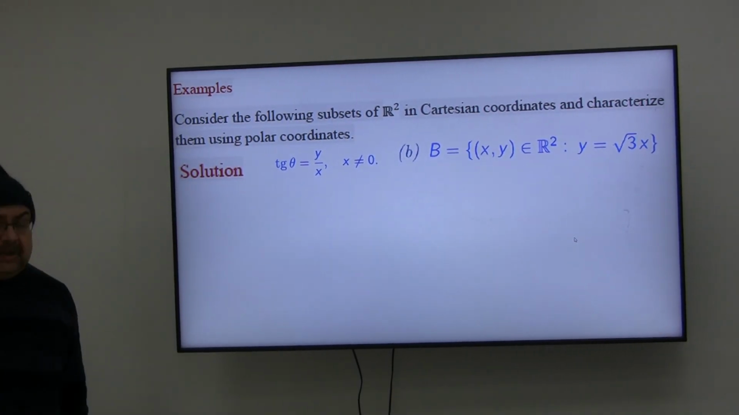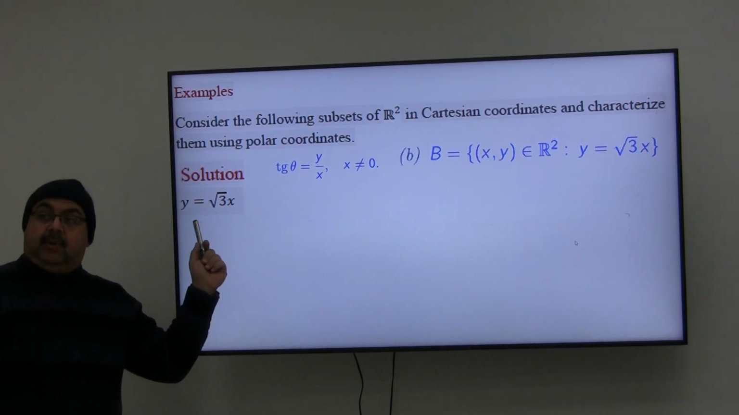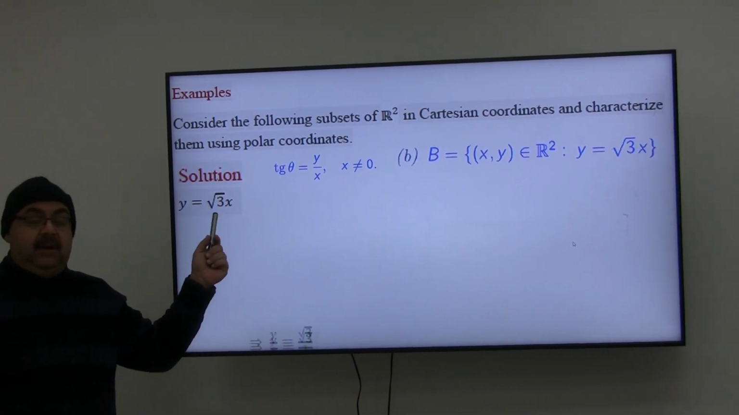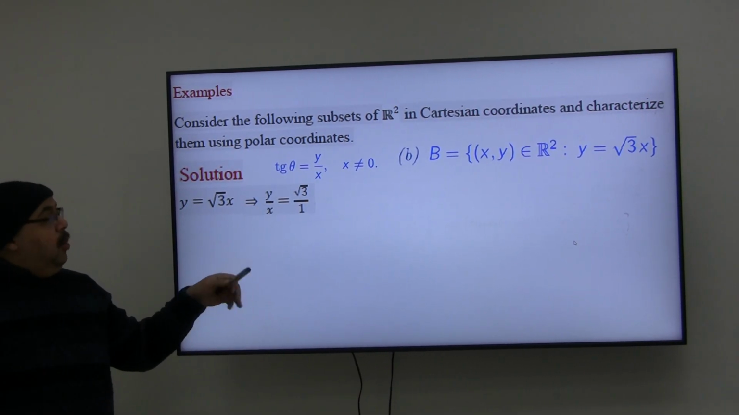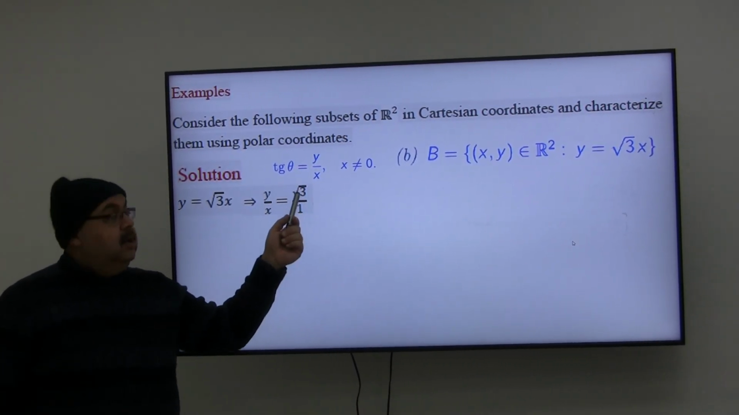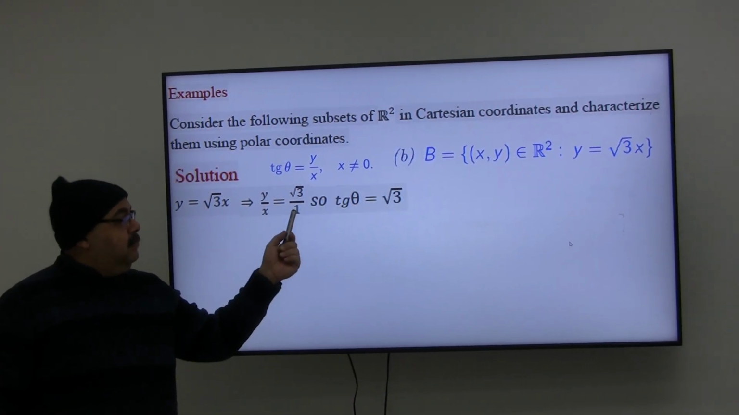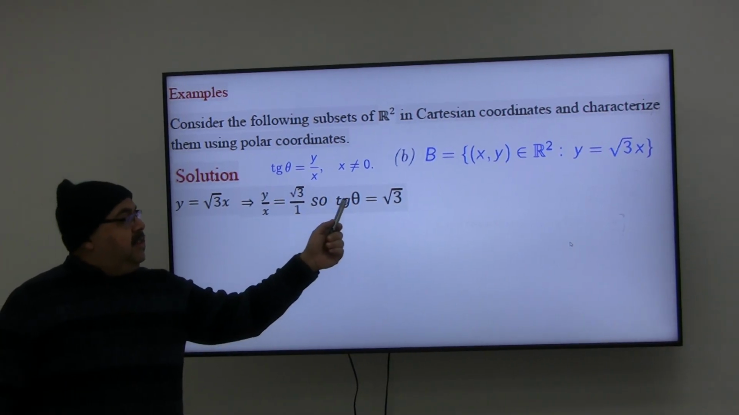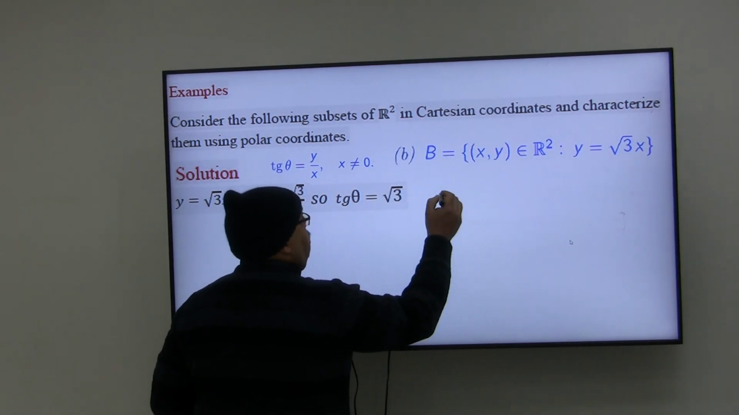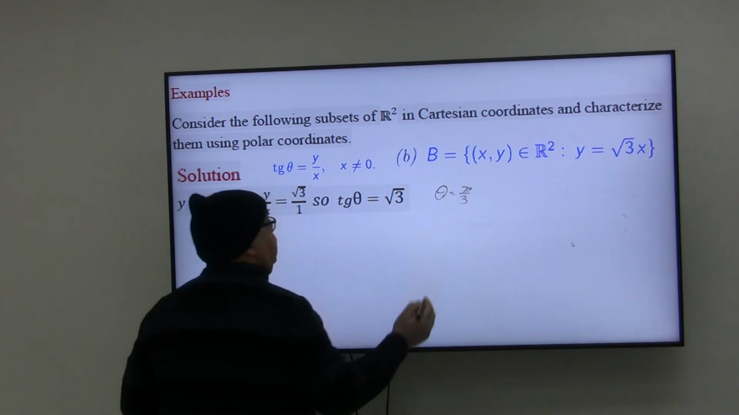So all I have to do once more, as I told you, this is y equal to root 3 of x. I will replace y by r sine theta and replace x by r cosine theta. Really done? Or use directly tan theta is equal to y over x. It's up to you. So I've already did that. So y over x, which is root 3 over 1. So tan theta is equal to root 3. And in this case, once you get tan minus 1, you will have theta equal to pi over 3.